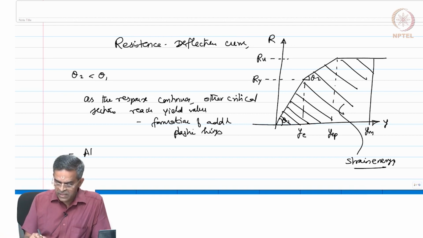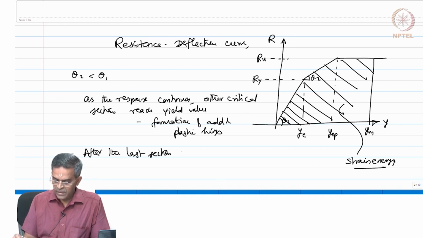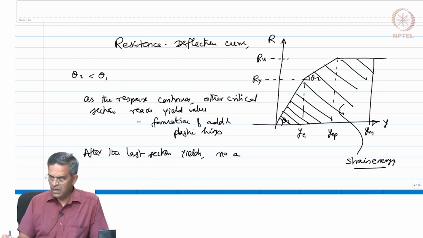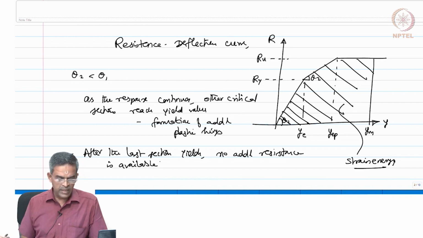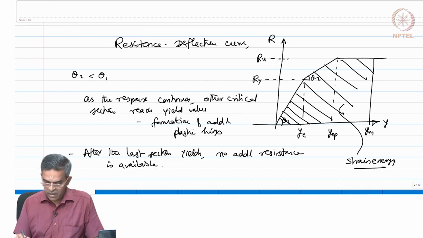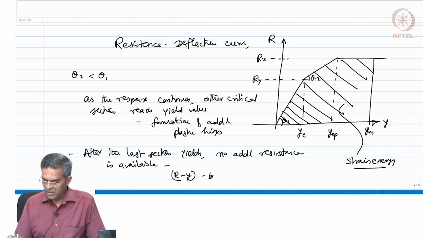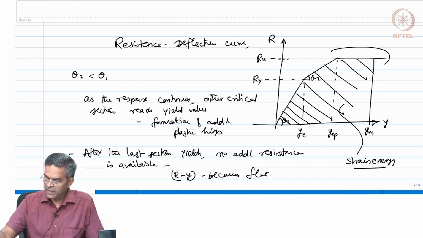After the last section yields, no additional resistance is available, is it not? Because all critical sections have now yielded, and therefore, the resistance deflection curve becomes flat. Okay, becomes flat.